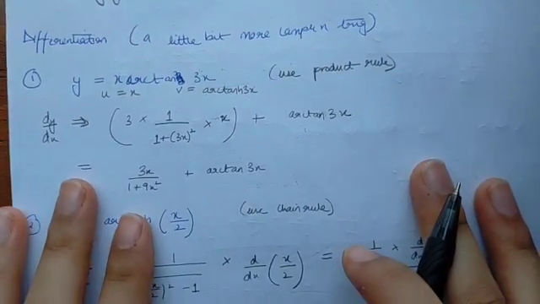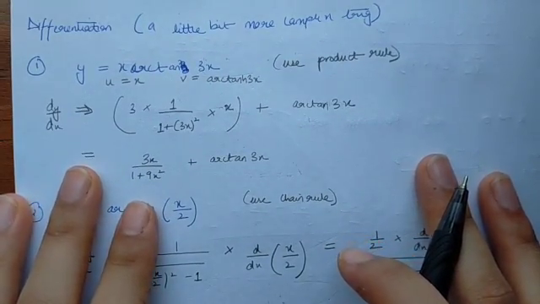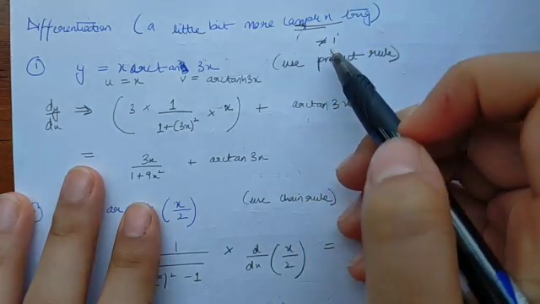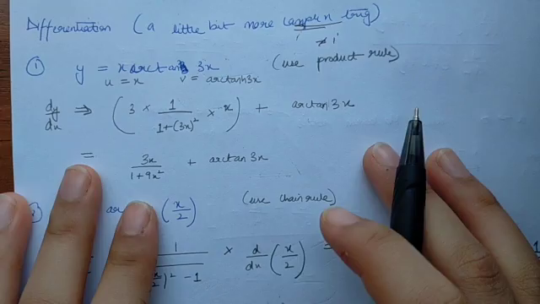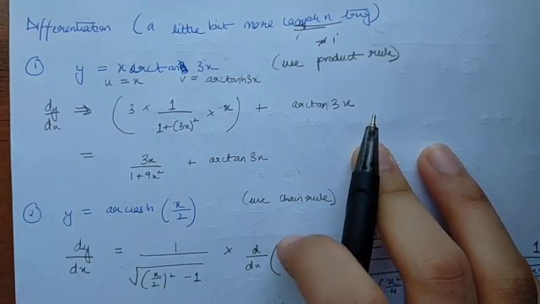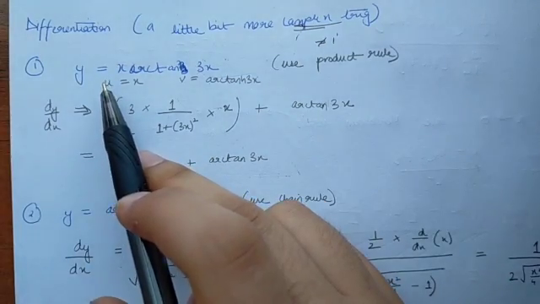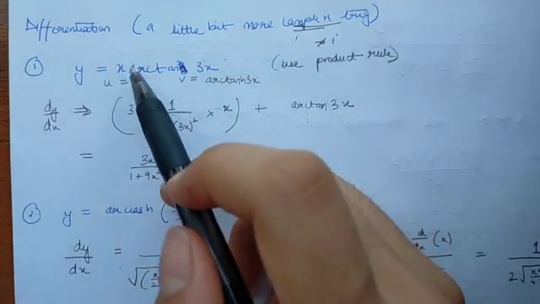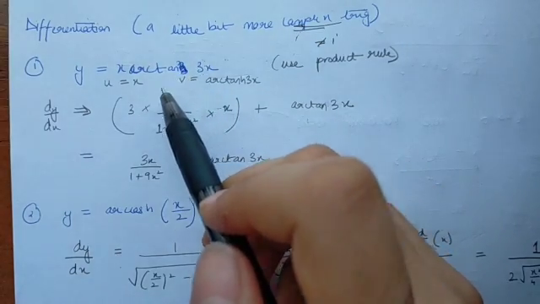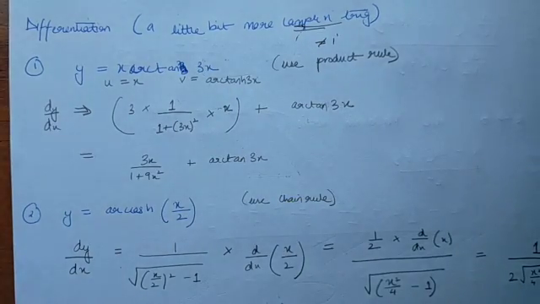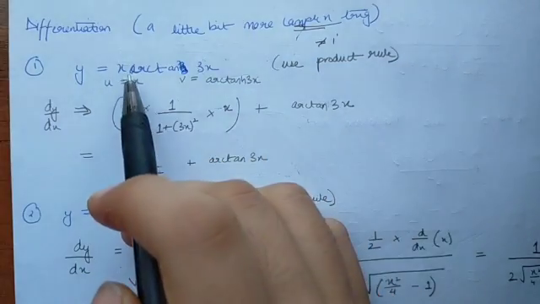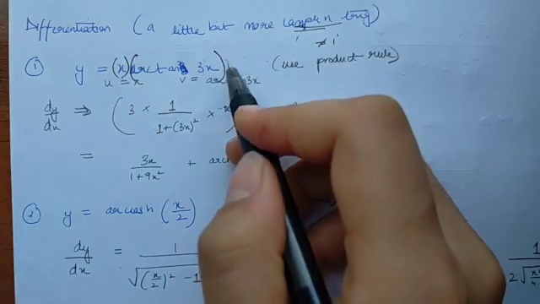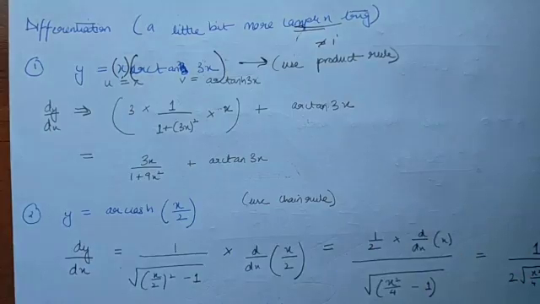Now let's look at some differentiation with more complex trig. By complex, I just mean more complex examples of trig differentiation. So if you have y equals x arctan 3x, and I hope you know that arctan is just the inverse of tan. If you are confused about that, just clarifying that. So here we have one function multiplied by another function, so we would have to use the product rule.